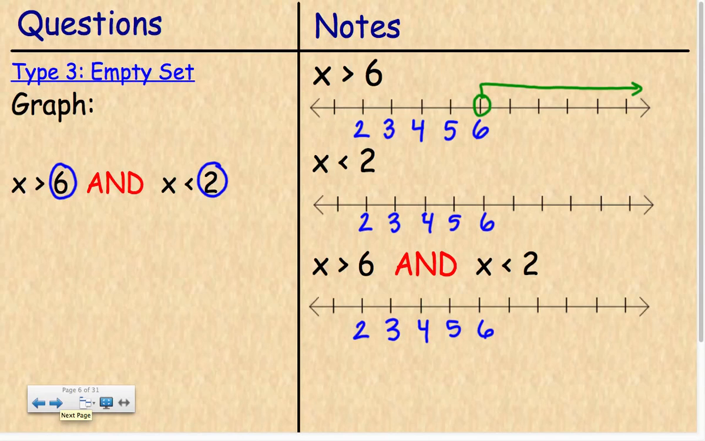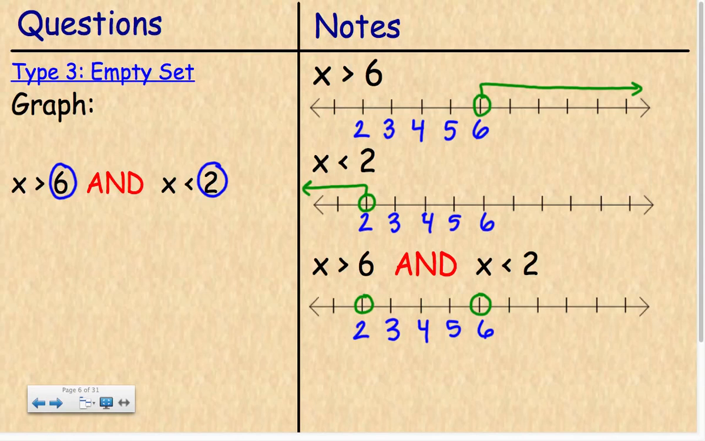X is less than 2. So if I put both of my circles on 2 and 6, I have to figure out which numbers are shaded on both graphs, the top one and the middle one. Well, the numbers shaded on the top graph are 7, 8, 9, 10, 11, 12, and so on. The numbers shaded on the middle graph are 1, 0, -1, -2, -3. So none of those numbers end up being repeated. None of them are shaded on the top and the bottom, because on the top is 7 and bigger, and the middle is 1 and smaller.